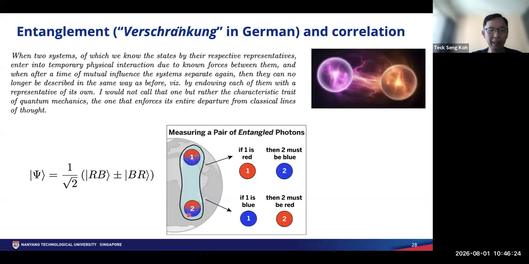And we can entangle these photons into a two photon state described by this psi in a way that is a superposition of number one being red and number two being blue, and number one being blue and number two being red. Okay, in this way, if you measure number one and you found that it's red, you have collapsed it into this state, the other one must be blue, and the converse is true. Okay, so this is entanglement.